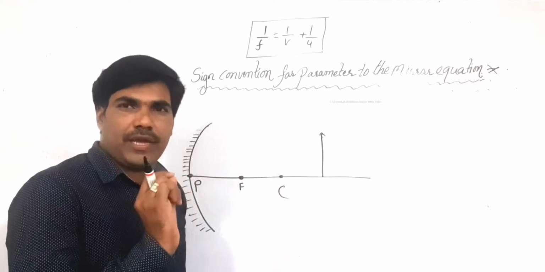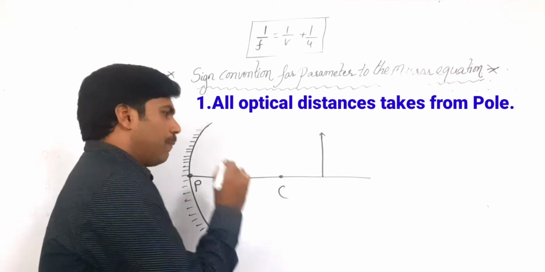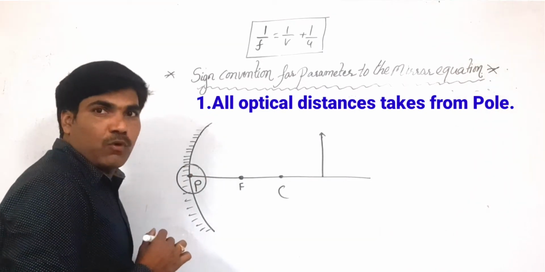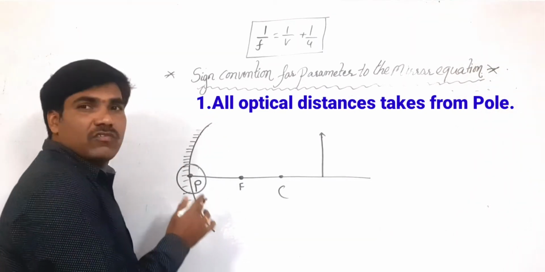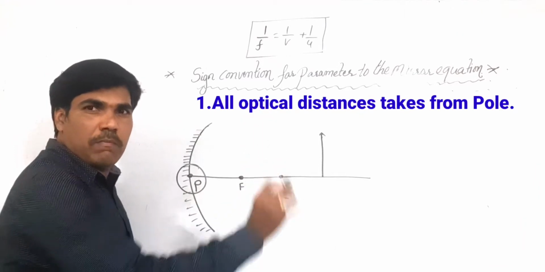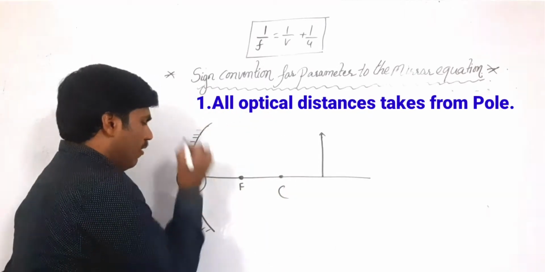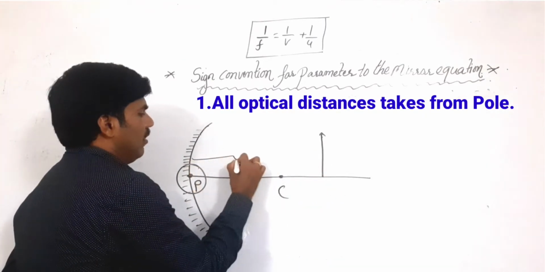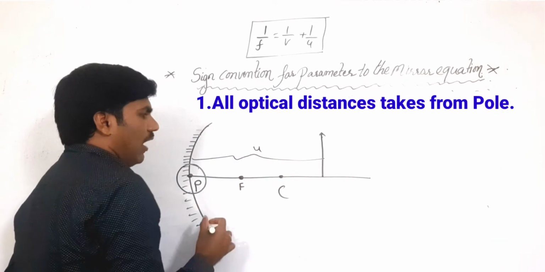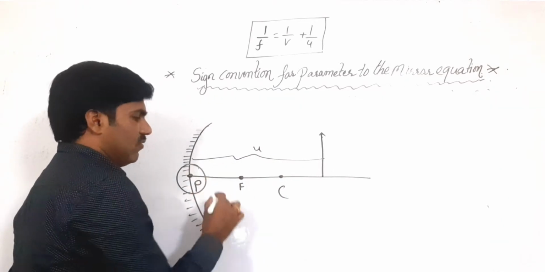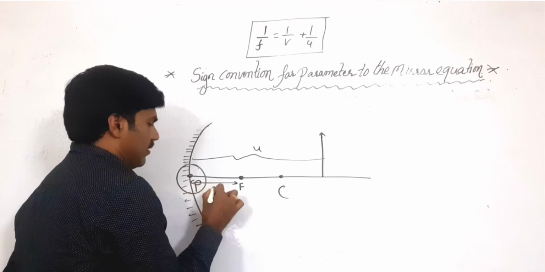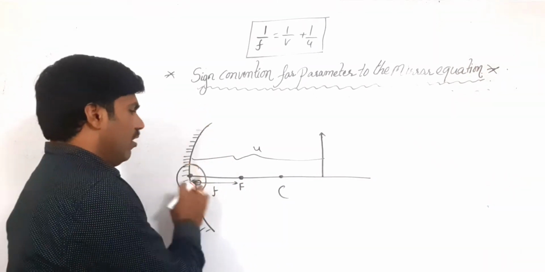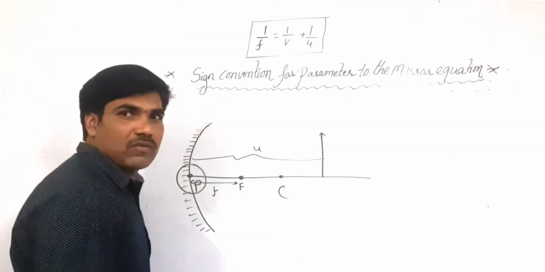compulsorily we have to take all optical distances from where? From the pole. You don't take optical distance from any other point. You compulsorily take optical distance from the pole only, whether it may be object distance, image distance, or focal length. Yes, all the optical distances you must and should take from the pole only. That is the first point.